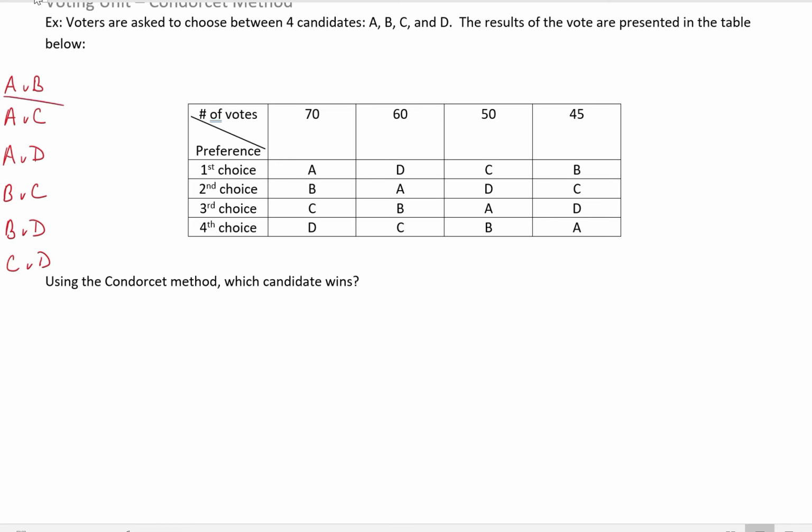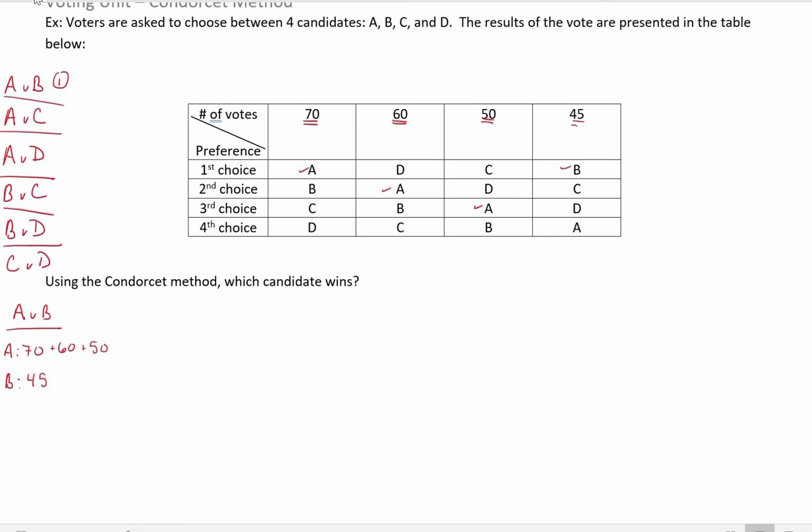And now we have to calculate them, right? So we'll do this one first. And let's start there. Let's compare A and B. If we're only comparing A and B, these 70 people, A is better than B. So A gets 70. These 60 people, A is better than B. So A gets 60 more votes. These 50 people, A is better than B. It doesn't matter that A is pretty far down the list. As long as A is better than B, A gets those 50 votes. And these 45 people, they like B better than A.